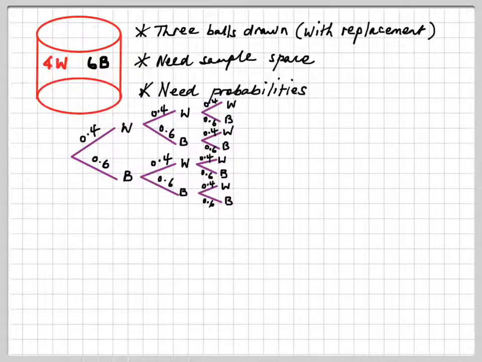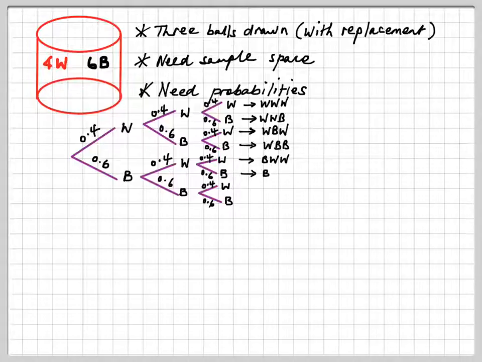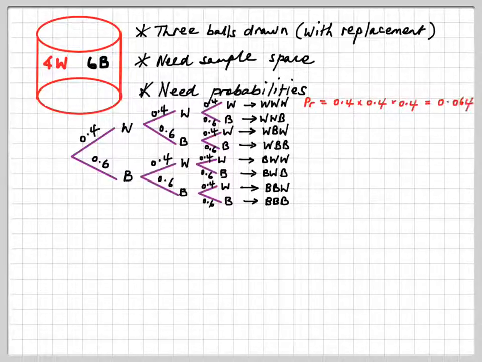Now, let's have a look at what each of these little events are in our sample space. So I've just written them there for you in fast motion, but you get the idea. Everything from white, white, white, down to black, black, black, and in between. Okay? Now we'll look at the probabilities for each of those events. Now it's pretty easy because the probability of white is 0.4, and so that first instance was 0.4 times 0.4 times 0.4, which gets you 0.064.